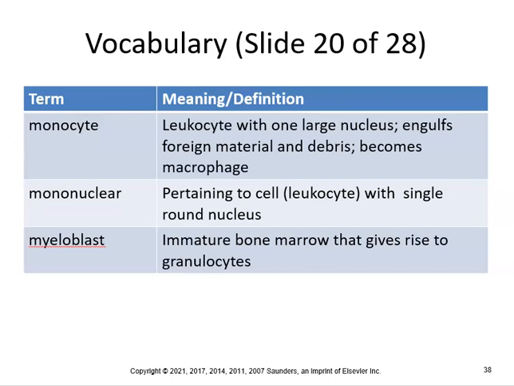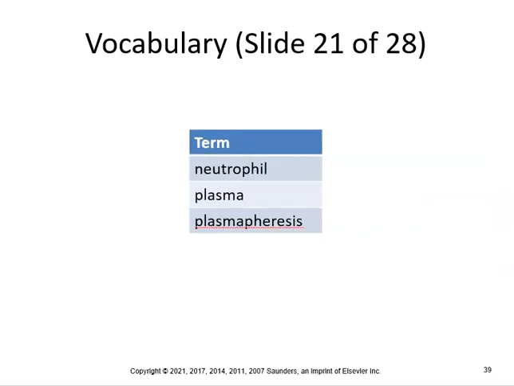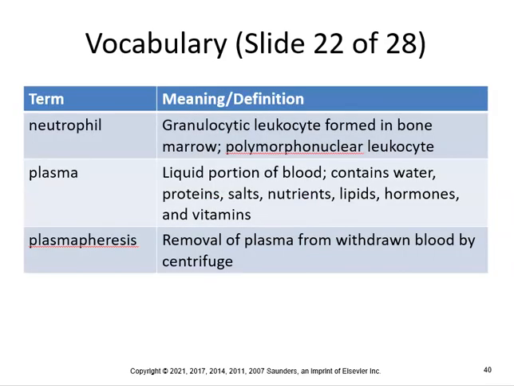Mononuclear, pertaining to the cell, leukocyte with single round nucleus. A myeloblast, immature bone marrow cell that gives rise to granulocytes. Neutrophil, plasma, and plasmapheresis. Neutrophil is a granulocytic leukocyte formed in bone marrow, polymorphonuclear leukocyte. Plasma, liquid portion of blood, contains water, protein, salts, nutrients, lipids, hormones, and vitamins. Plasmapheresis, removal of plasma from withdrawn blood by centrifuge.